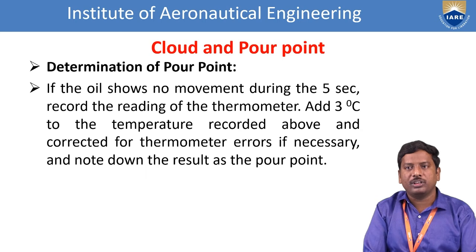Now, if the oil shows no movement during the 5 seconds, record the reading of the thermometer. Add 3 degrees centigrade to the temperature recorded above, corrected for the thermometer errors if necessary, and finally note down the result as the pour point. So this is the determination of the pour point of the lubricants.